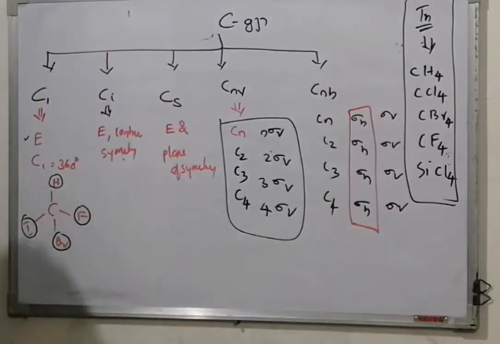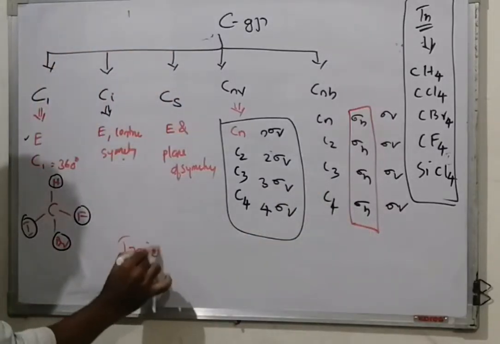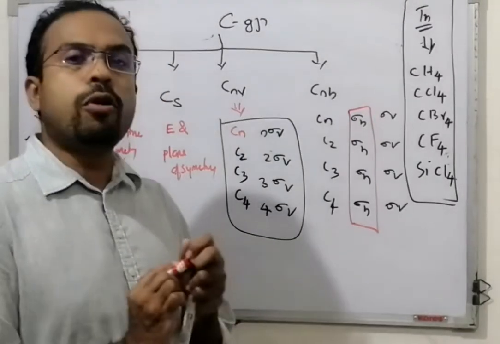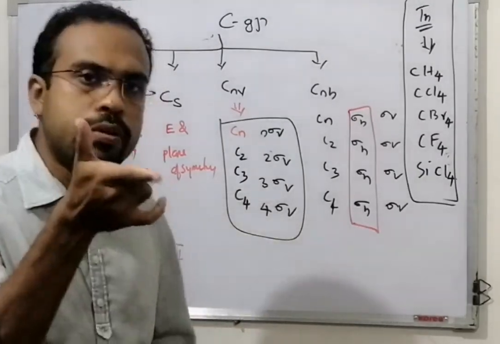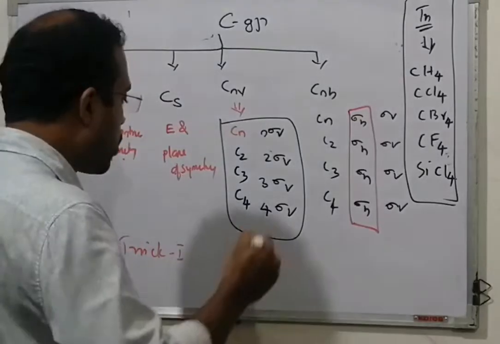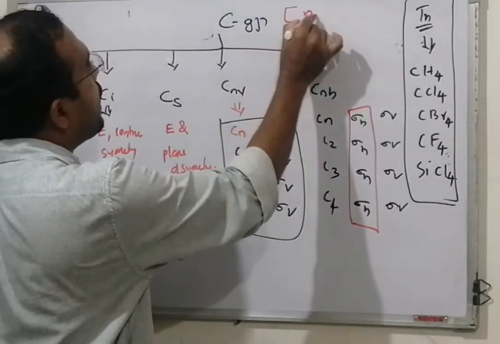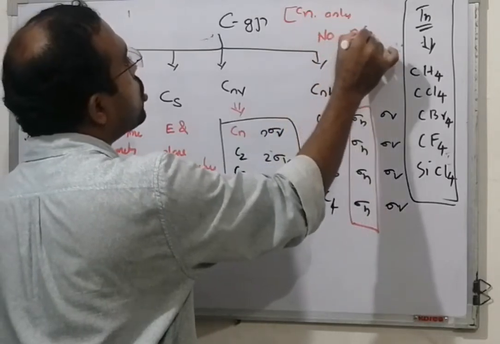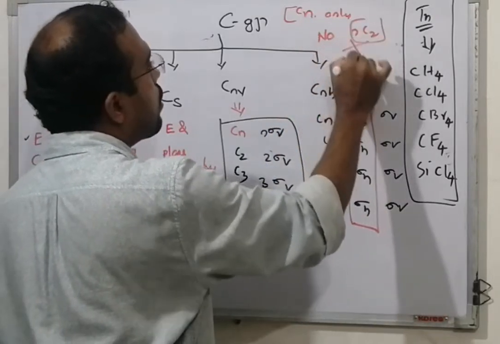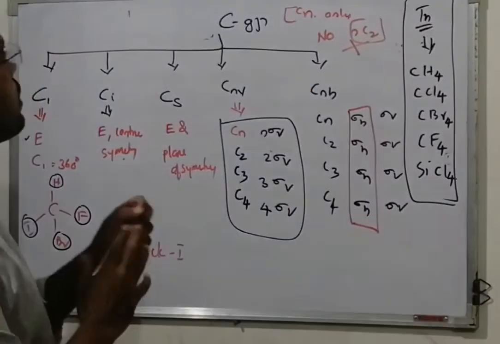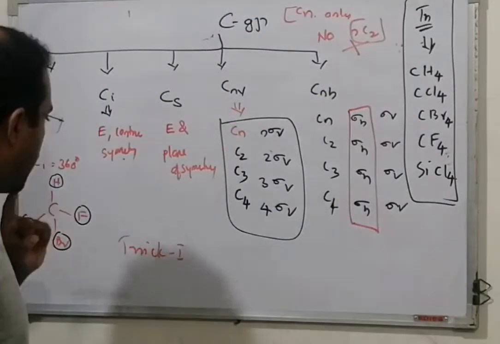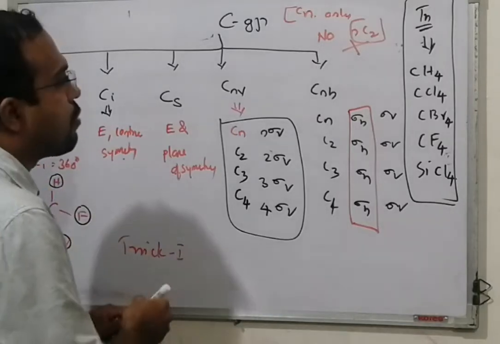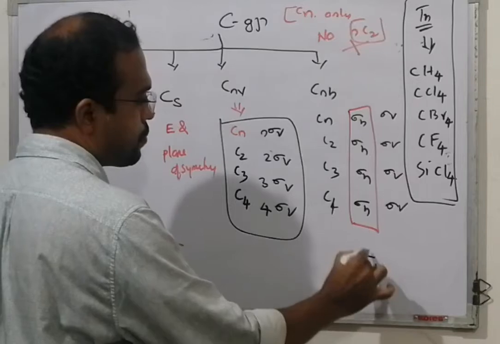Therefore, trick number one. Once you identify your molecule is a C group, how do you identify a C group? Because a C group means it has Cn axis only, no nC2. Therefore, you identify it is a Cn group. If you identified it is a C group, then immediately you check whether it has sigma H.